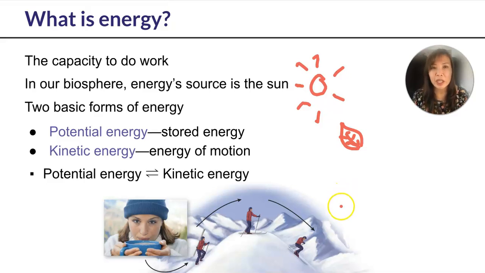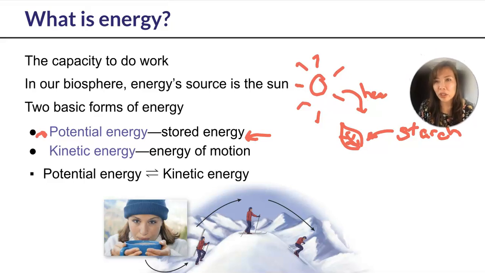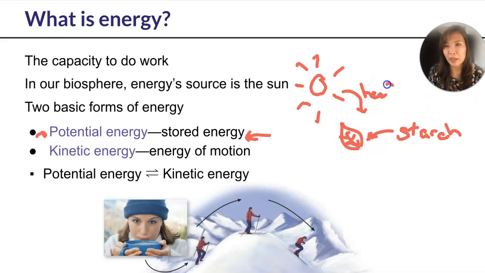With that being said, there are two basic forms of energy. First is potential energy, which is stored energy. So if we go back to our example, we can think of the starch molecule inside of the plant when it converted that sun energy into starch. The next is kinetic energy, which is the energy of motion. We can think of this as the heat that is leaving the sun and being converted into starch.